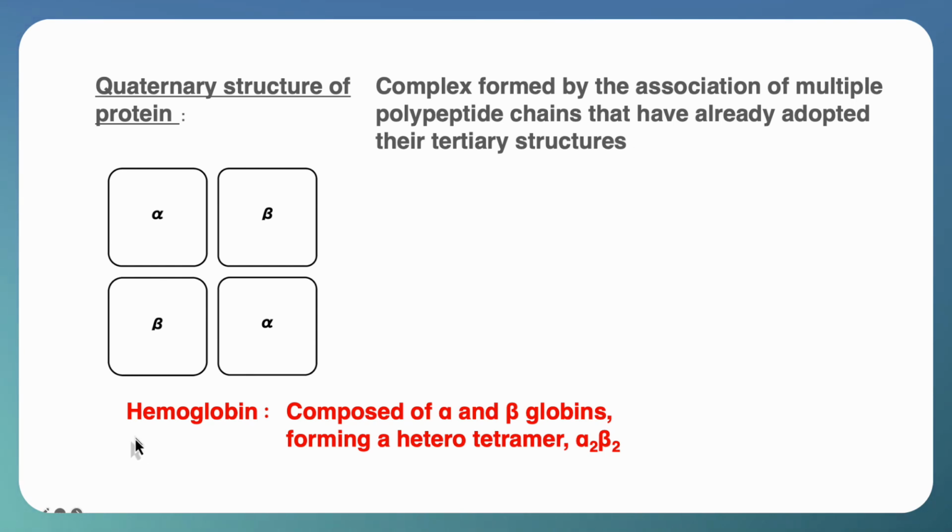One of the most well-known examples of a quaternary structure is hemoglobin. In the case of hemoglobin, it consists of 2 alpha-globin proteins and 2 beta-globin proteins, forming an alpha-2 beta-2 heterotetramer. This allows it to efficiently bind and release oxygen. This concludes the explanation on protein 3D structure. Now, let's move to a related topic.